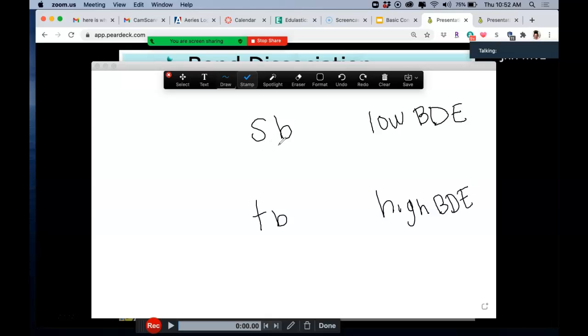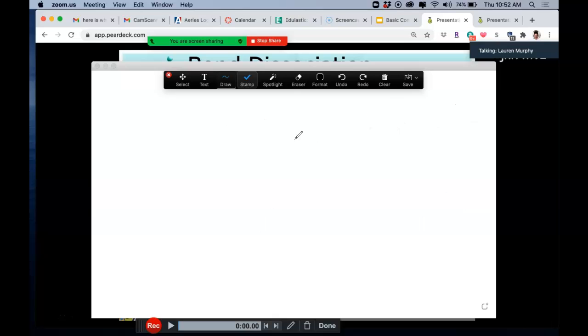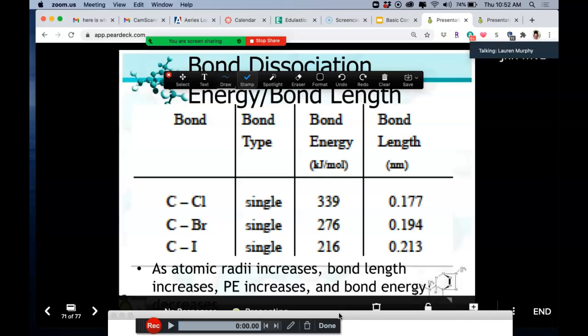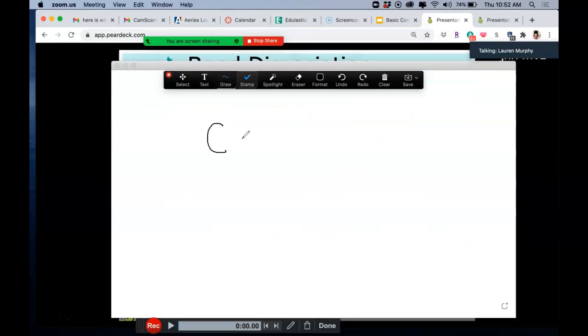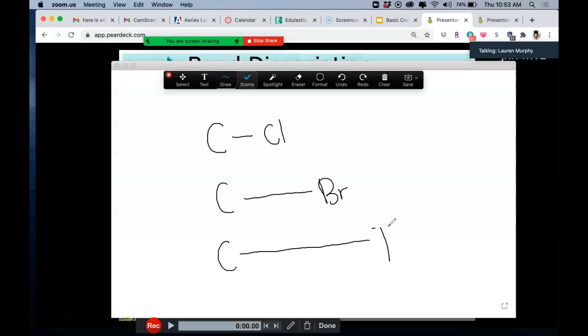So now what we're going to do is compare things that only have single bonds. Because we said hard to break, easy to break. What if they all have single bonds? How do you compare their bond dissociation energies? Well, let's look. They have carbon-chlorine, carbon-bromine, and carbon-iodine.